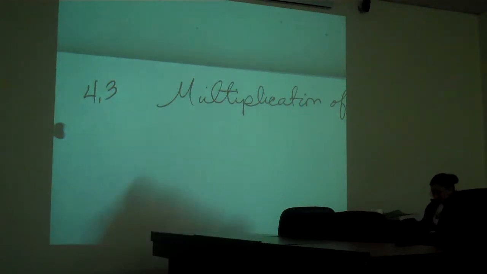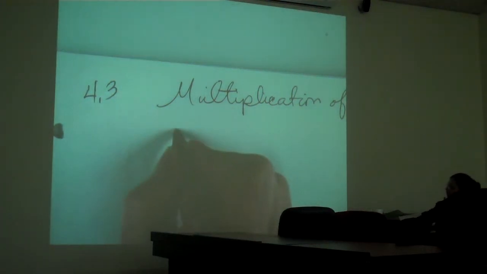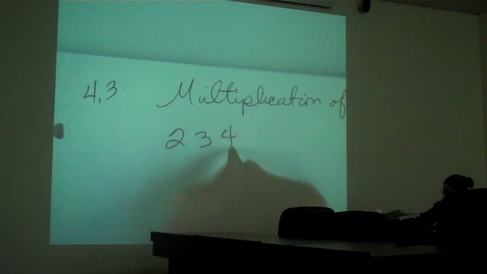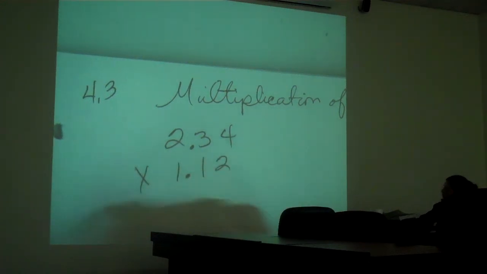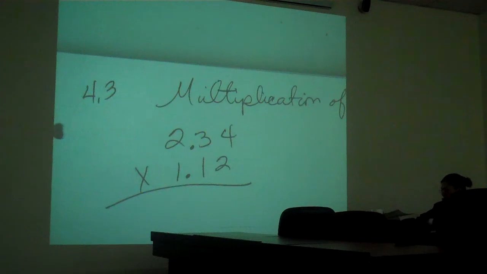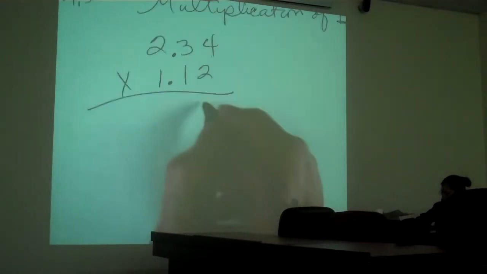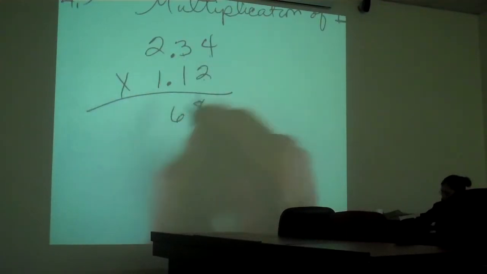So if you have a problem like 2.34 times 1.12, do the same multiplication as you would have if there wasn't a decimal. 2 times 4 is 8, 2 times 3 is 6, 2 times 2 is 4.